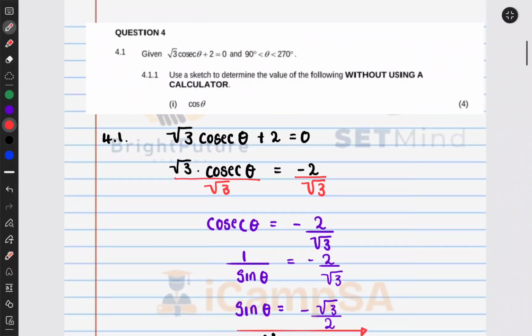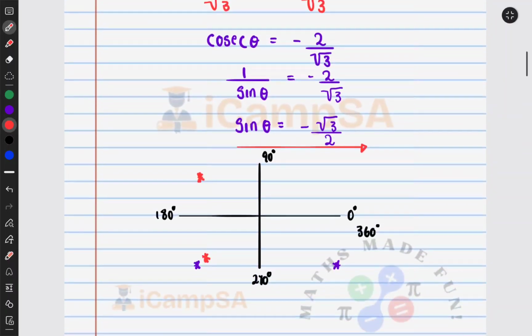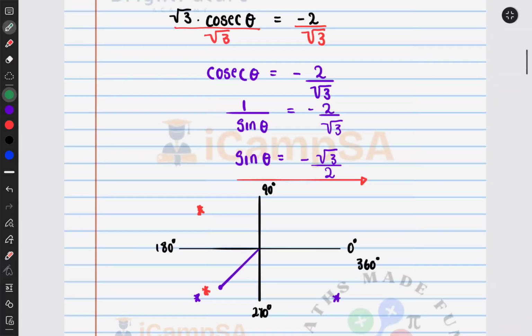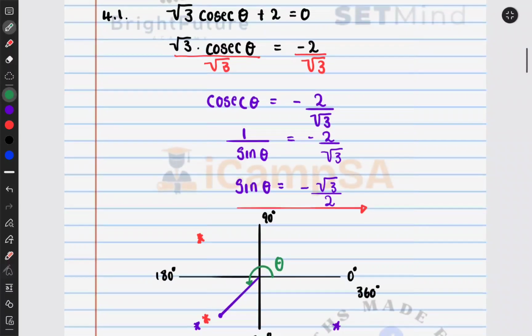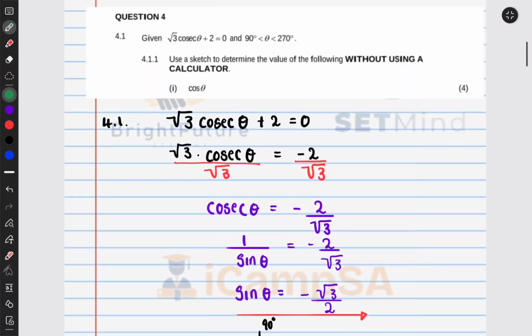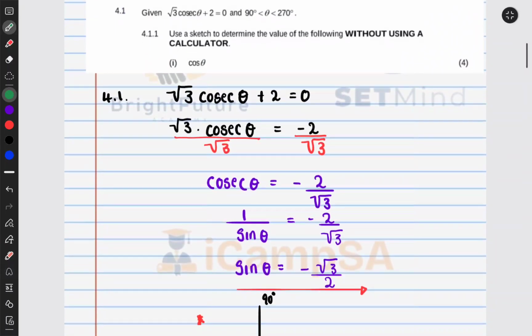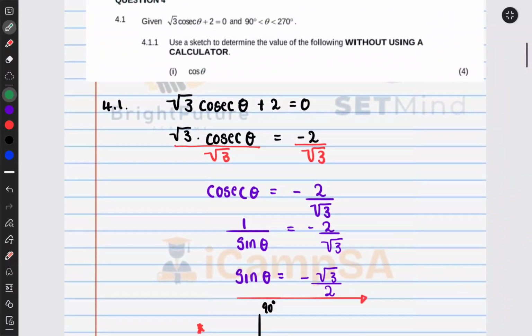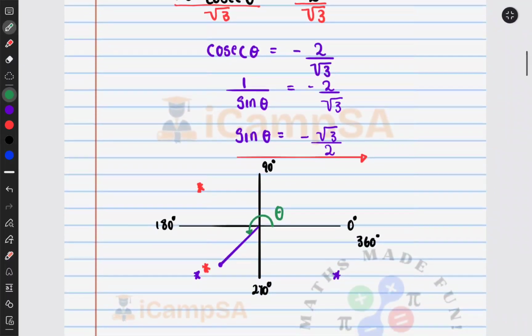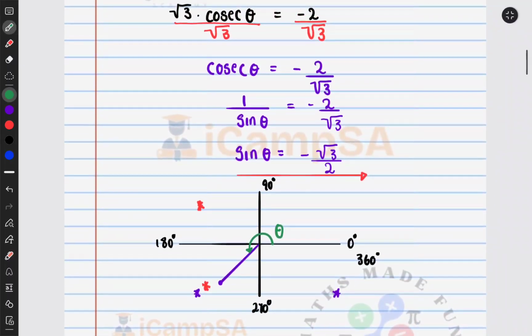Therefore the terminal arm of this angle theta will be here in quadrant 3. This will be our theta from the positive side. Okay, now that we have a sketch, we have to determine the value of what? Of cos theta.